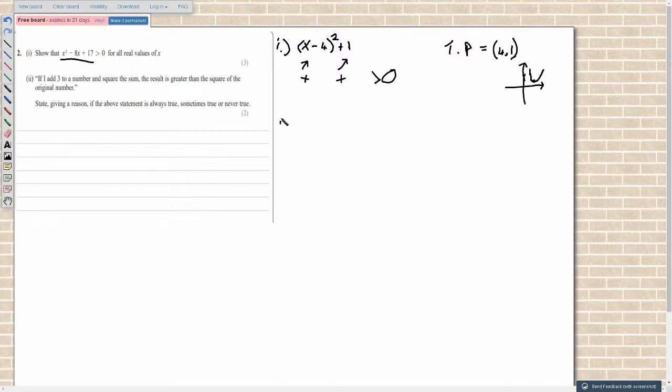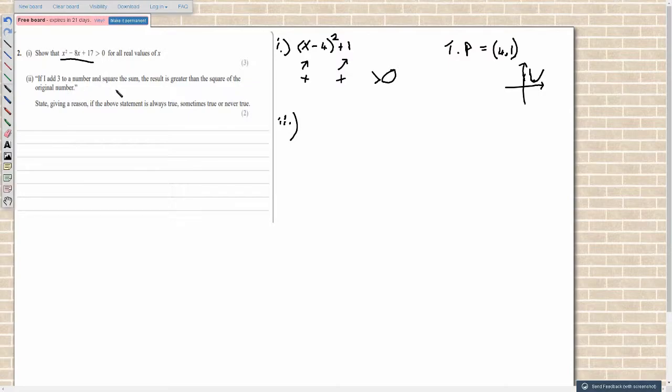And then part 2, we've got a statement here. If I add 3 to a number and square the sum, the result is greater than the square of the original number. And it says state, giving a reason, if the above statement is always true, sometimes true, or never true.